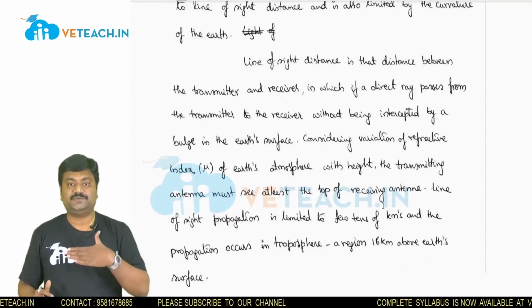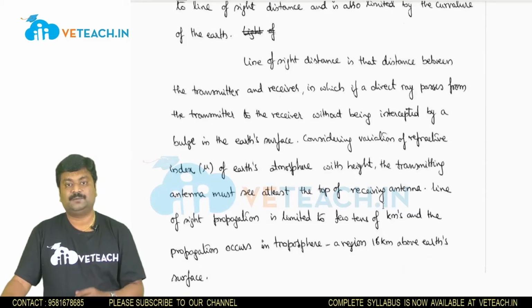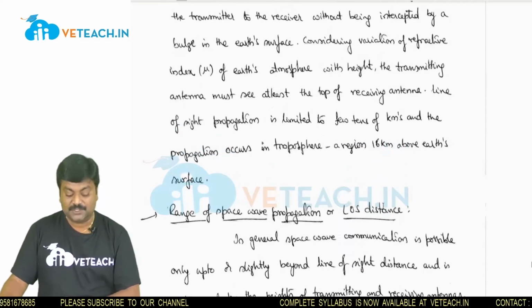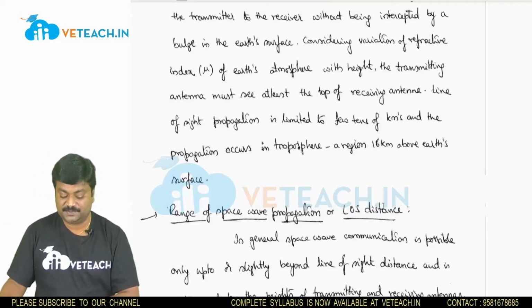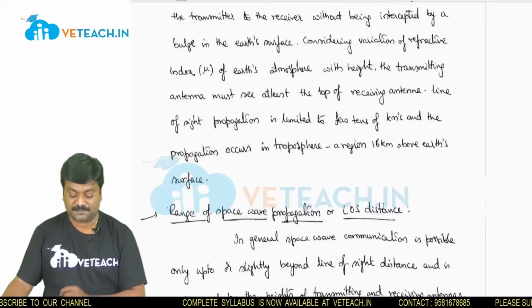So always it will be from an observational point of view, from the transmitter height to the receiver height. So here the antenna height is the most important parameter when we use line of sight propagation.